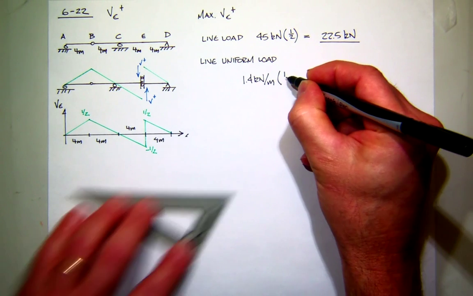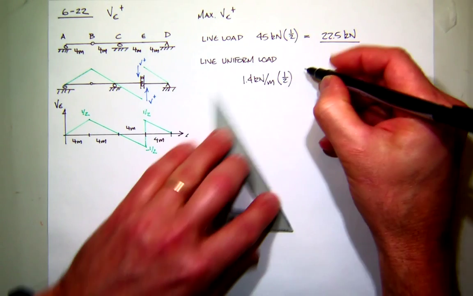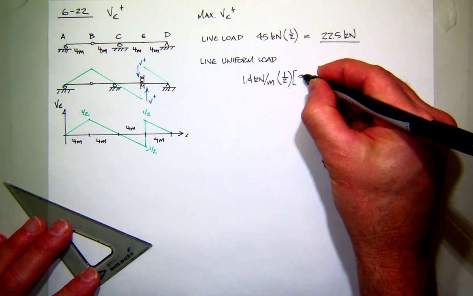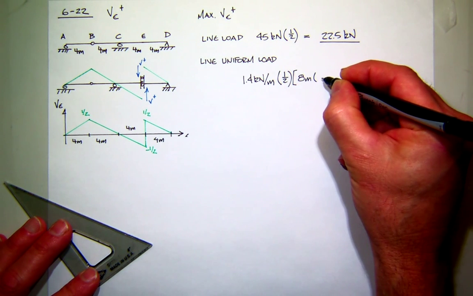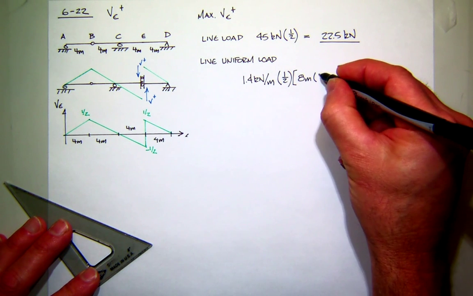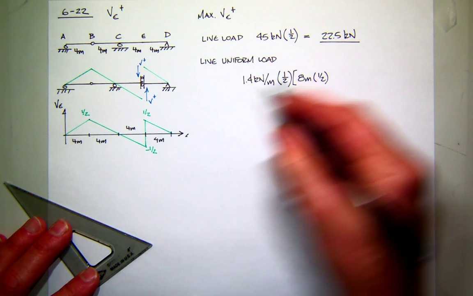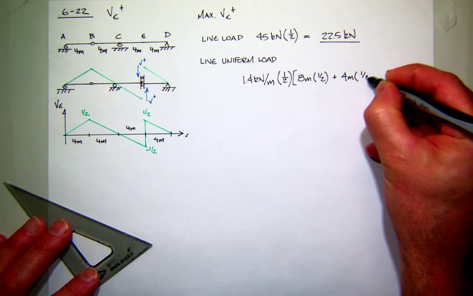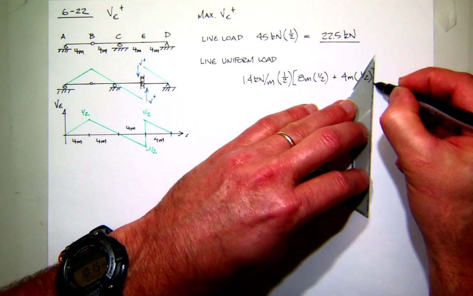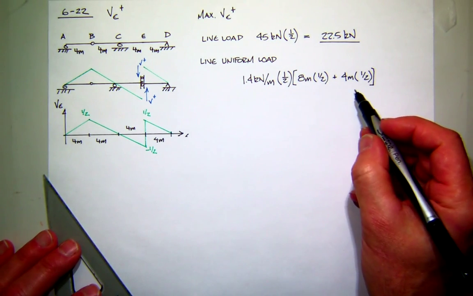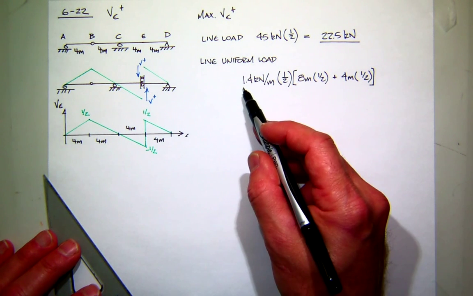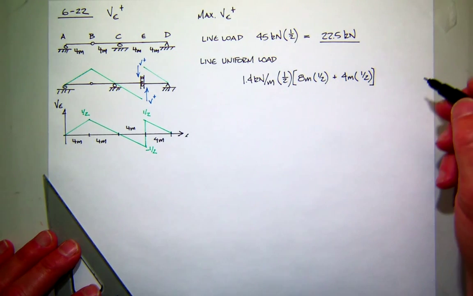Both of those things are triangles, so I'll just go ahead and put the 1/2 out front. Handling the first part here, the base is 8 meters and the height is 1/2. And then this next piece has a base of 4 meters and a height of 1/2. So that's 2 plus 4 is 6, divided by 2 is 3, times that is 4.2 kilonewtons. Is that right?